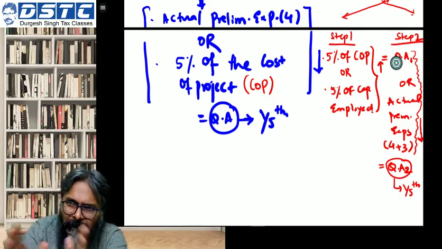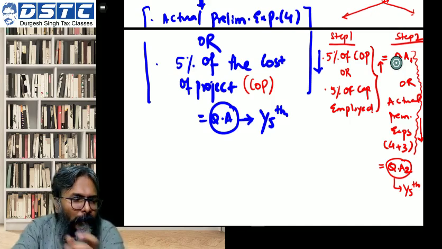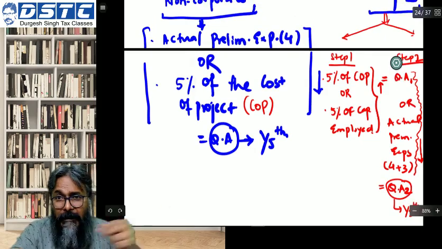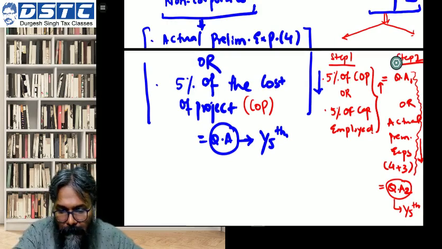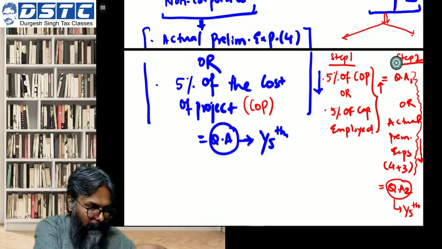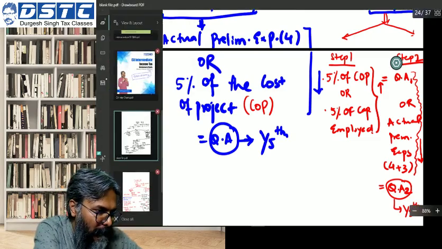In both the cases, 1/5 happens to be the common thing, but this is what you will take into account. Let me, in fact, take you through. If you are all through with this, then we'll do that in the chart quickly.